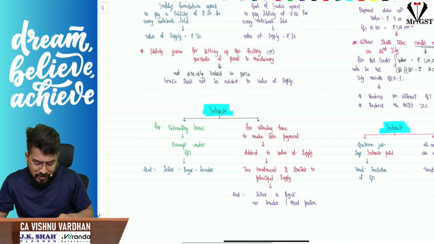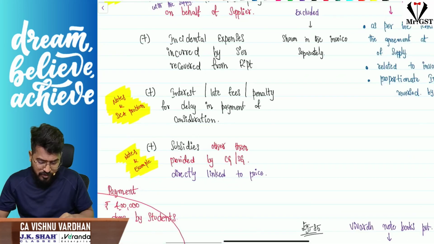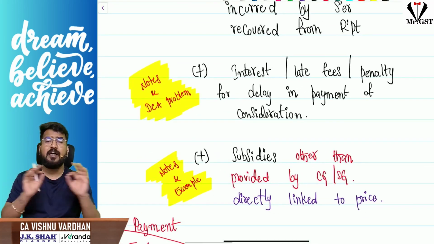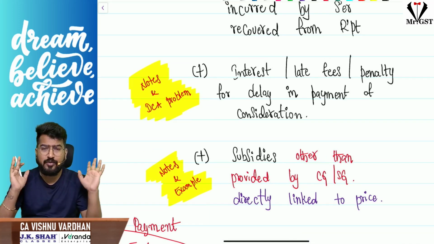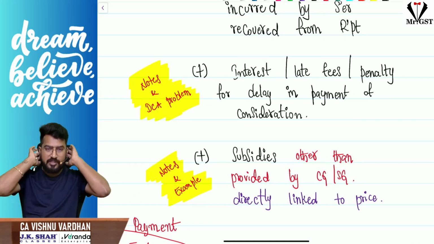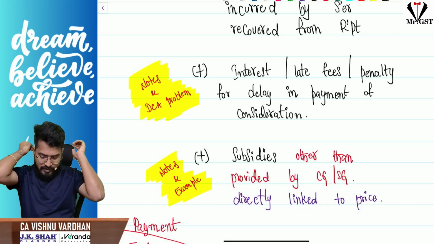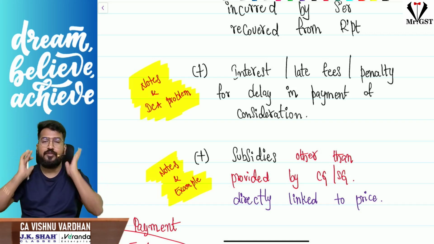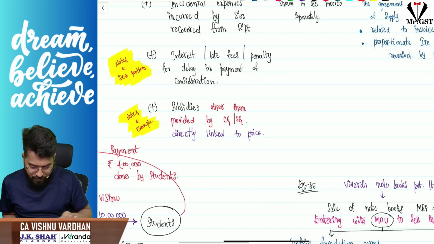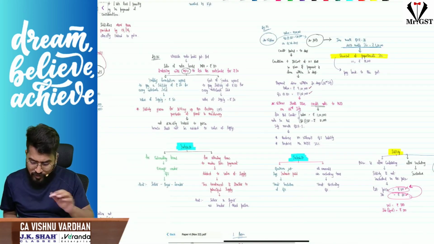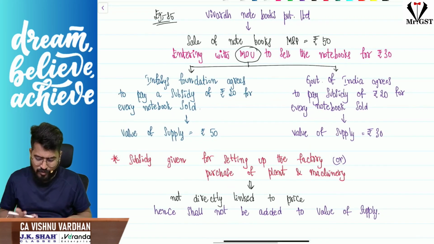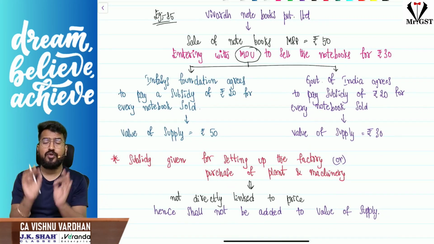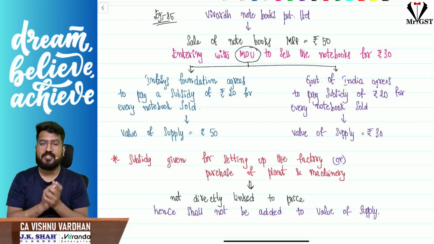So coming back to the subsidy, as we were talking, subsidies other than central government and state government subsidies, if directly linked to the price of the goods or service we have supplied, should be added to the value of supply. I have given an example here, simple and small, you can just go through. I want to talk about the treatment in problems, that is the main thing.